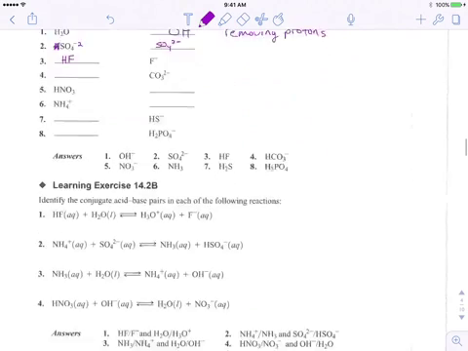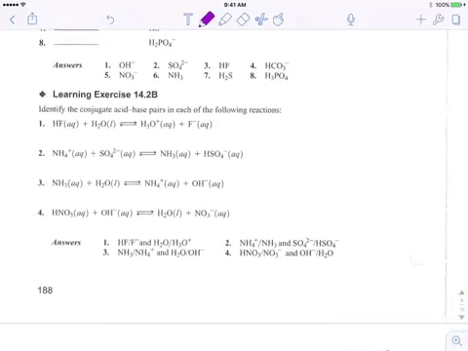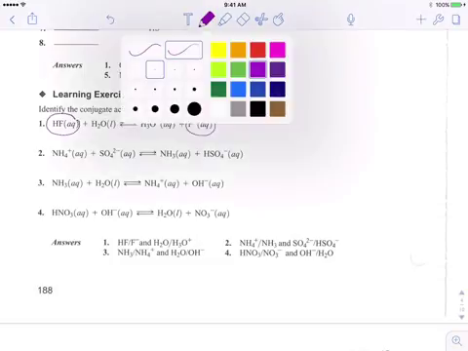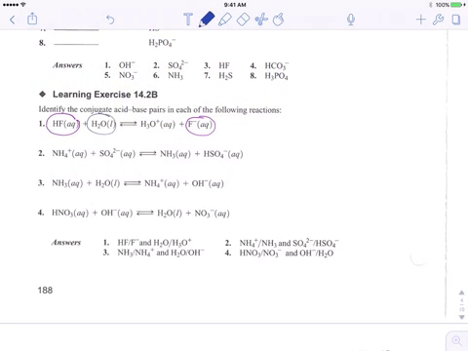Let's see here. 4.2. All right, so identify the conjugate acid-base pairs for each of the following reactions. Well, we're looking at the transfer of the electrons. So what base pairs do we have? Well, this one is linked with this one, and this one is linked with this one. This is my starting off with my acid. Oh, let me back that up.